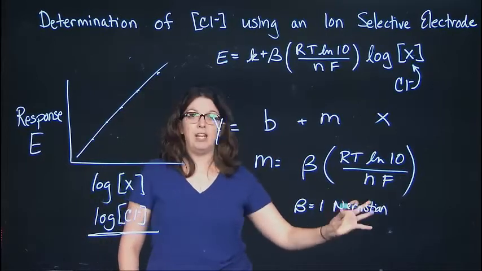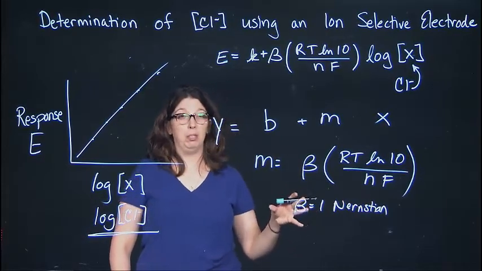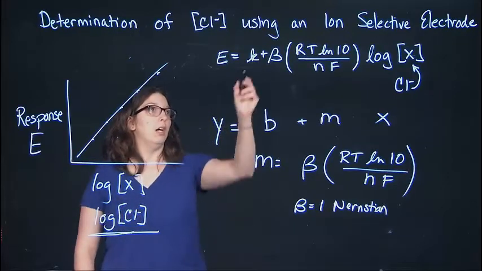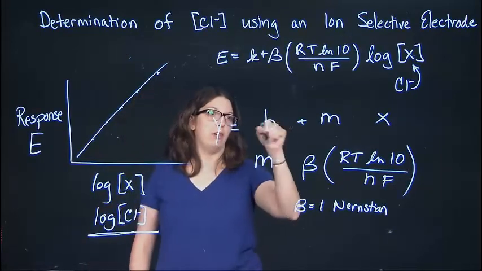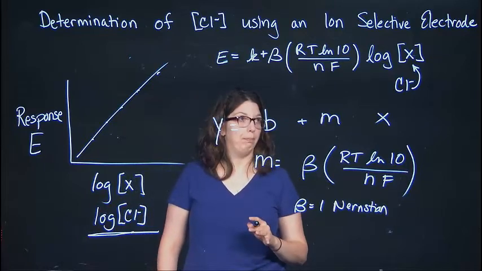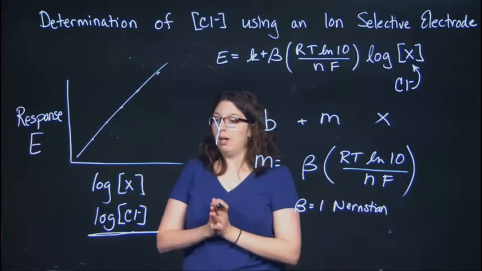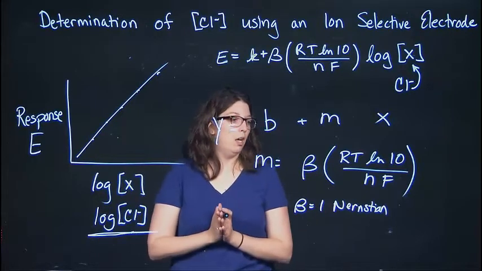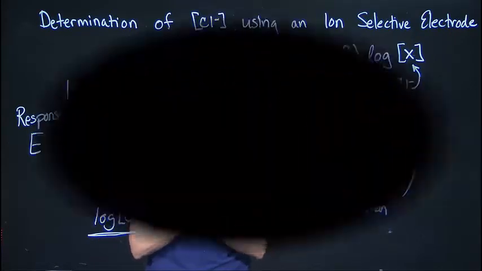If beta equals 1, the response is Nernstian, which is what we expect. Any large deviation from this means that the electrode is probably not responding correctly, and we probably need to get you a new electrode. You can also determine the K value from the intercept as well. Okay? Things are a little bit different for standard additions, and so let's look at that next.